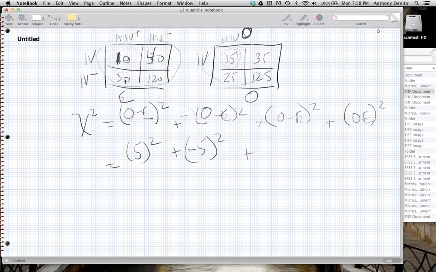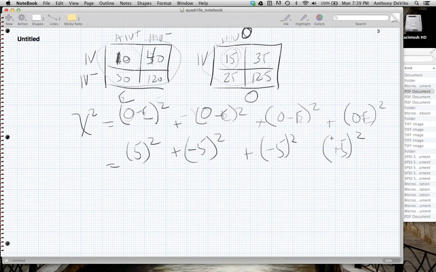Plus, the next box is 25 minus 30 is negative 5 again, right? And the last box is 125 minus 120, which is plus 5 squared. Everybody comfortable with that? Right? Not anything advanced, not anything super complicated or anything like that.